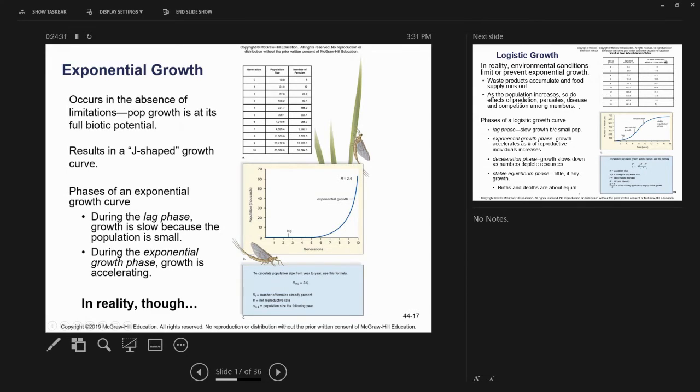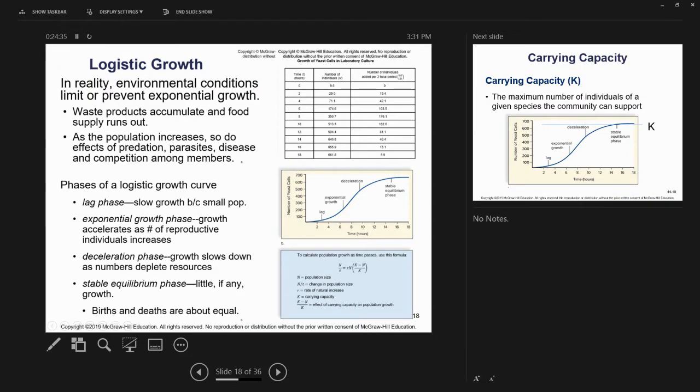The reality, though, is that this can't go on indefinitely. So in reality, what I end up with, I can start with something that looks like that exponential growth curve, but then it's going to level out. So this becomes more of an S shape than a J shape. This is called logistic growth. So in logistic growth, I have something that's going to prevent or limit that continued rapid rise. Usually this is something, waste products accumulate in the environment, the food supply runs out.